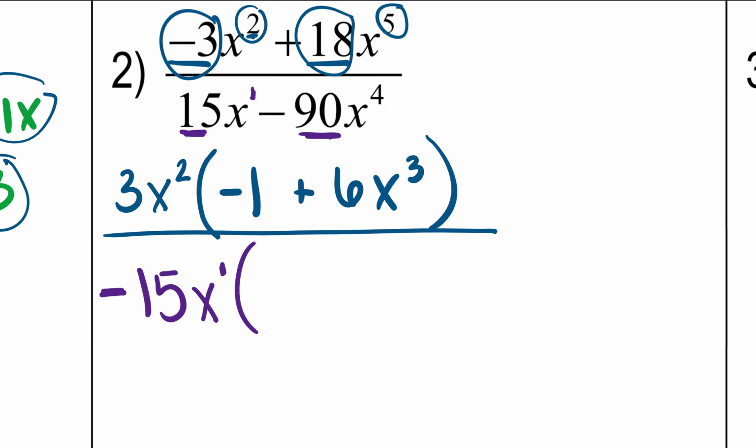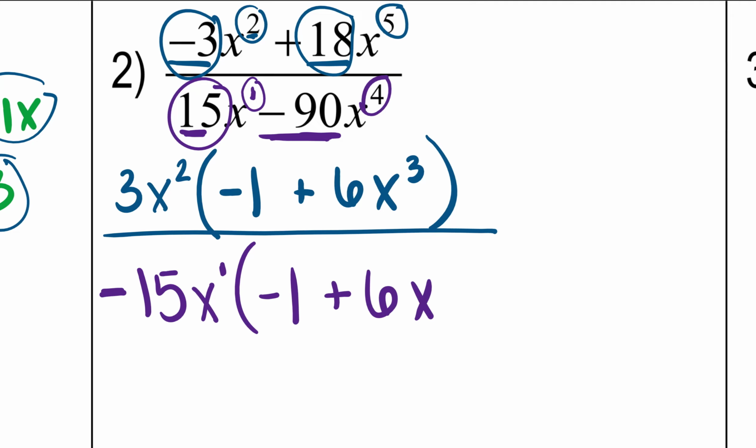Now I can divide everything out. So I have 15 divided by negative 15 is negative 1. And I have 1x. I took 1 away, so I don't have any more x's. Then I have negative 90 divided by negative 15, which will give me a plus. And 15 goes into 90 6 times. I have 4 x's. I take away 1, I would get 3 left over.